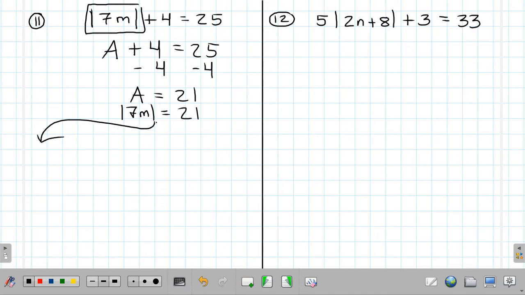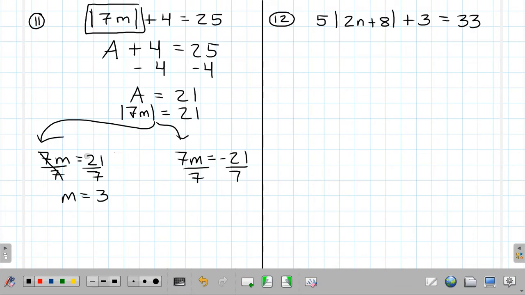Now we can break it apart and do the two different equations. I always do the positive first, so 7m is equal to positive 21, and we can have 7m equal to negative 21. Solving these equations is really easy because all you have to do is divide by 7. So m is equal to 3, and in this case we actually do have just the positive and negative of a number, so m is equal to negative 3. So my solution set is 3, negative 3.